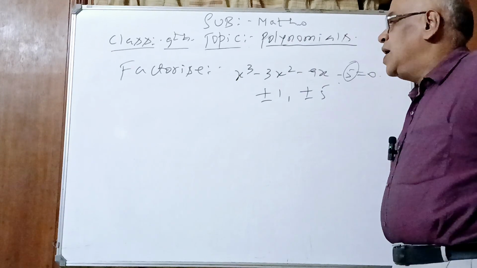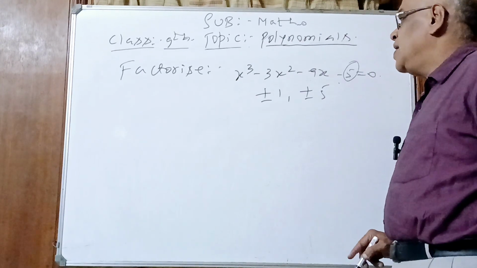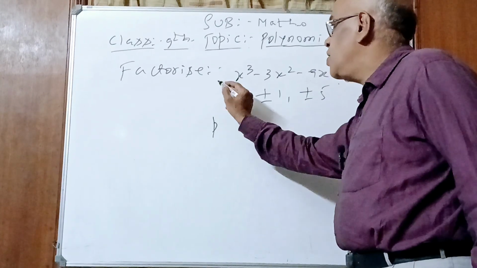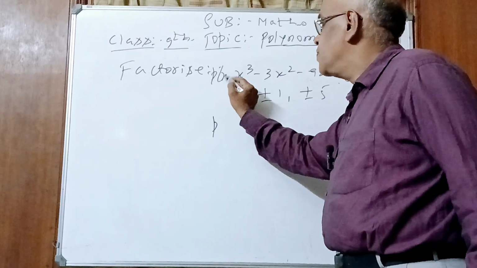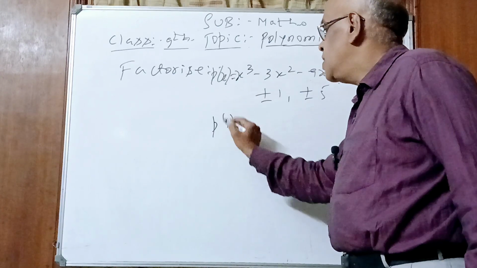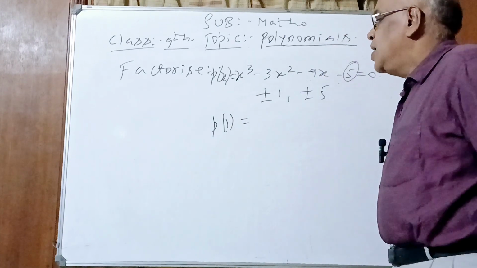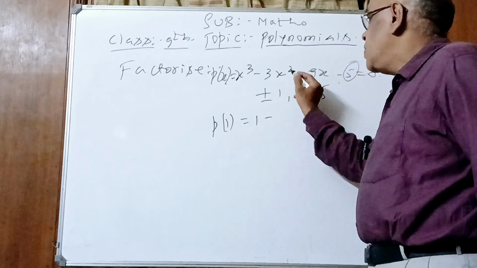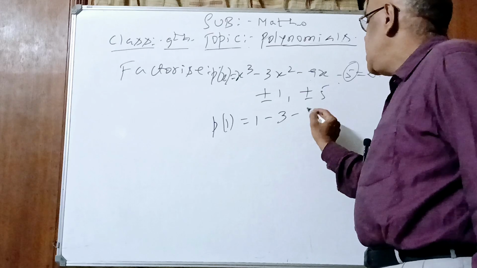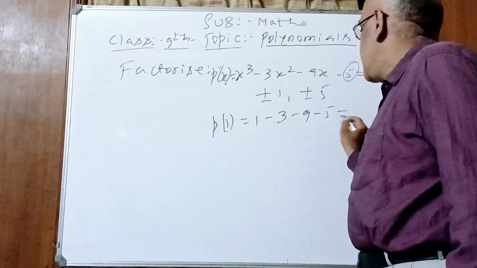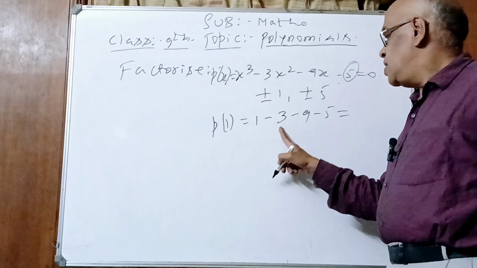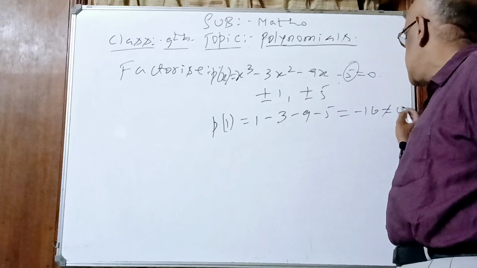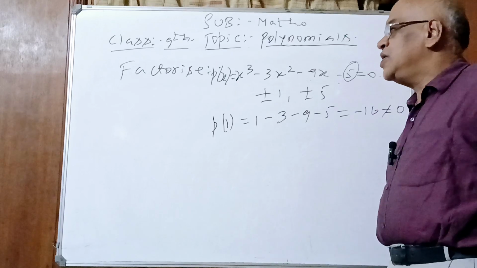Randomly substitute x is equal to 1. If you put 1 here in the given polynomial p of x, do we get the answer as 0? Let us check. 1 cube, 1. x square, 1 square, 1, minus 3. 9 into 1, 9, minus 5. 9 plus 3, 12. 12 plus 5, 17. We'll get minus 16, not equal to 0. Then 1 is not the zero of the polynomial.